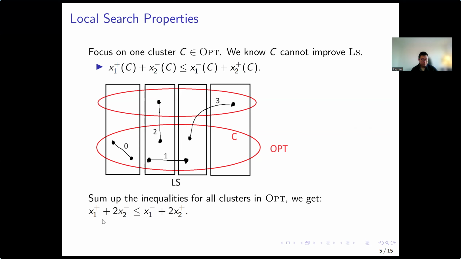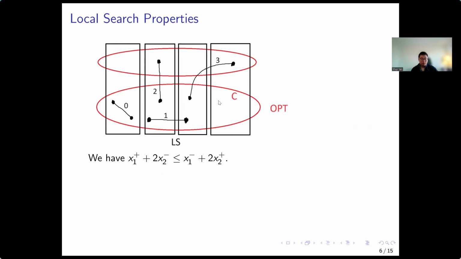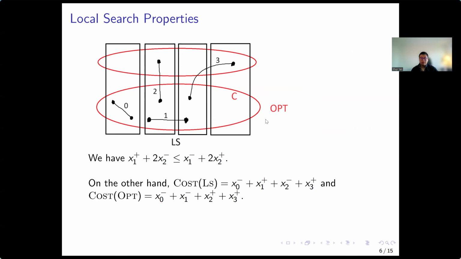Okay, how can we use this inequality? Well, if we look at this picture, we can also write down the cost of our local search solution and the cost of the optimal solution. So the cost of our solution is just x0 minus plus x2 minus, so these are all the minus costs, and x1 plus x3 plus, the plus costs.